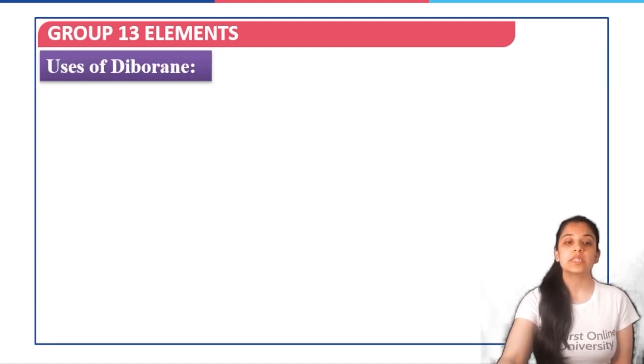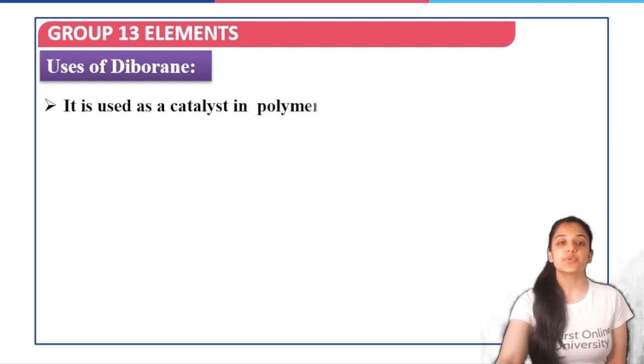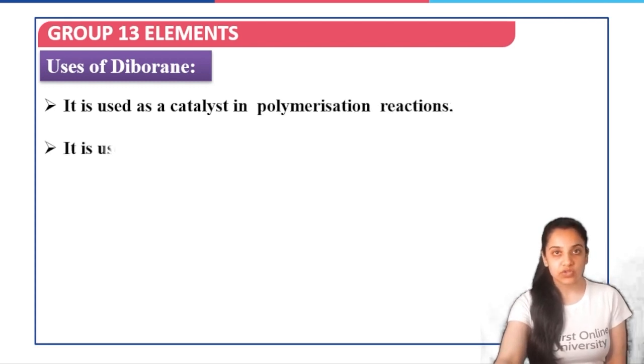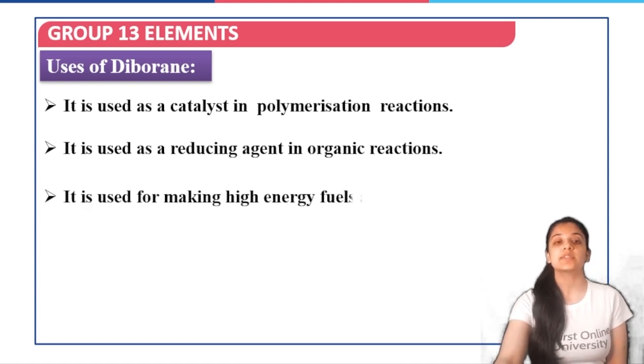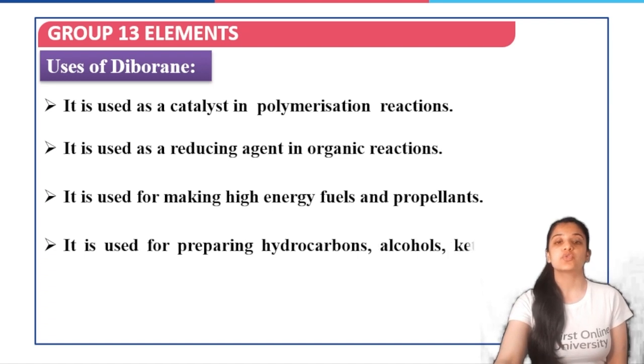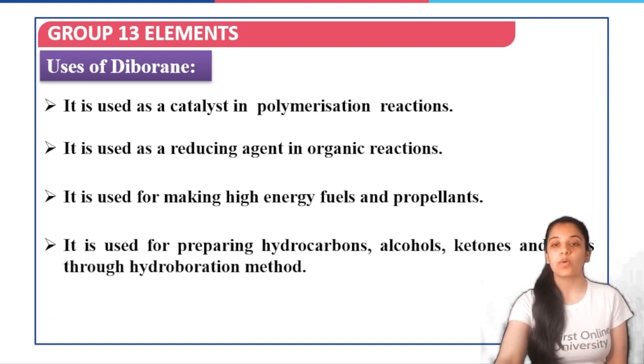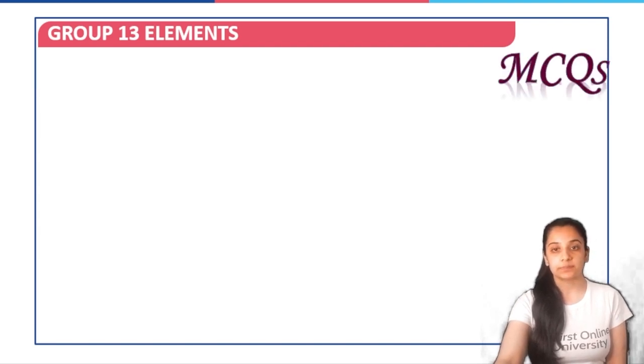Lastly, we move on to the uses of diborane. It is used as a catalyst in polymerization reactions. Then it is used as a reducing agent in organic reactions. It is also used for making high energy fuels and propellants. It is used for preparing hydrocarbons, alcohols, ketones, and acids through the hydroboration method.